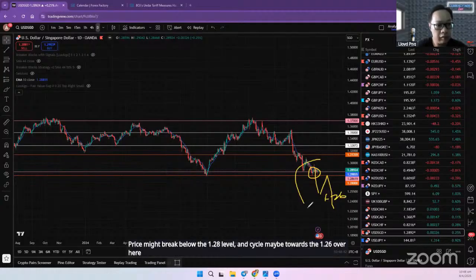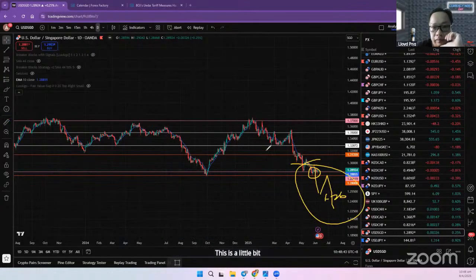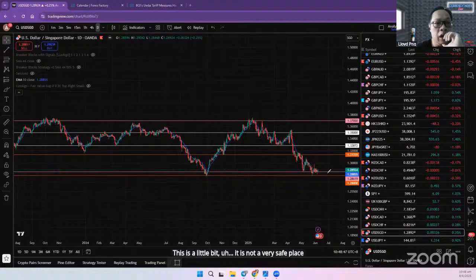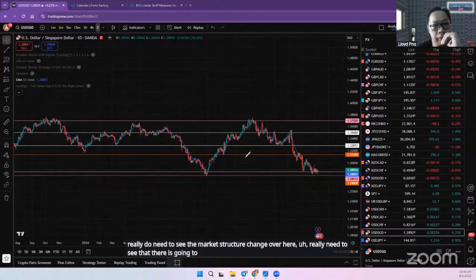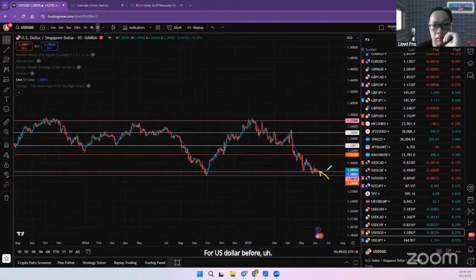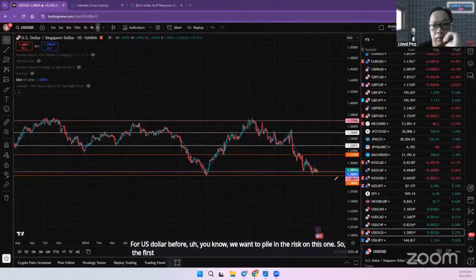So again, it is not a very safe place to trade right now. I really do need to see the market structure change over here. I need to see that there is going to be more demand for US dollars, due to the Bitcoin trade, the Bitcoin market as well, and be convinced that there is demand for US dollar before we pile in the risk on this one. So for the first one or two trades, keep it as a small risk, and then later on, once confirmation is in, then only are we more comfortable scaling in.